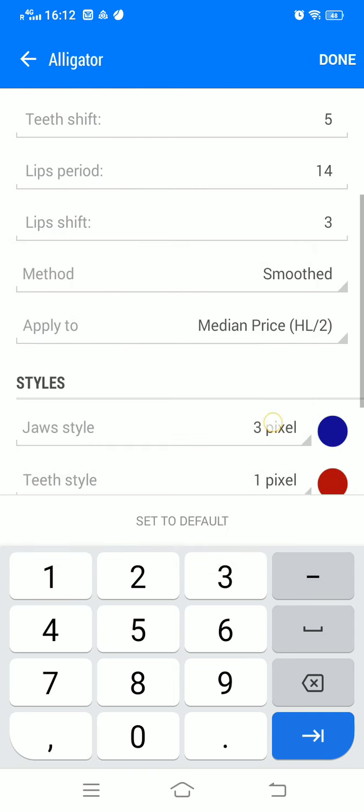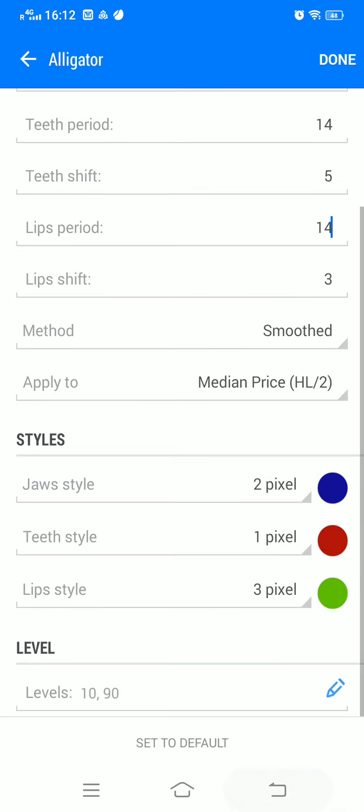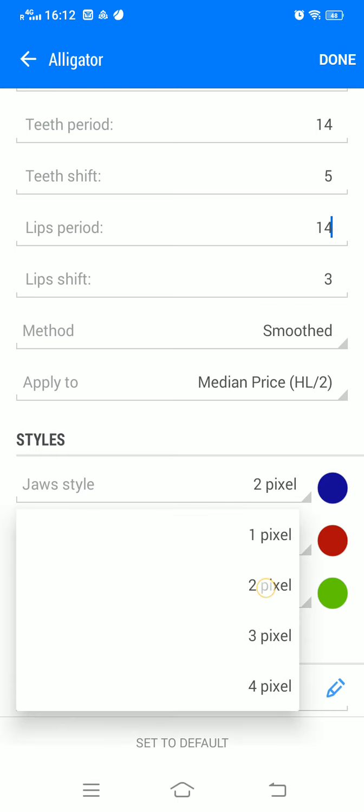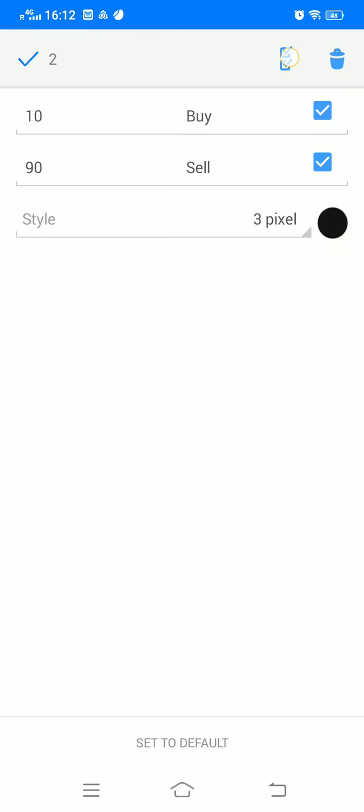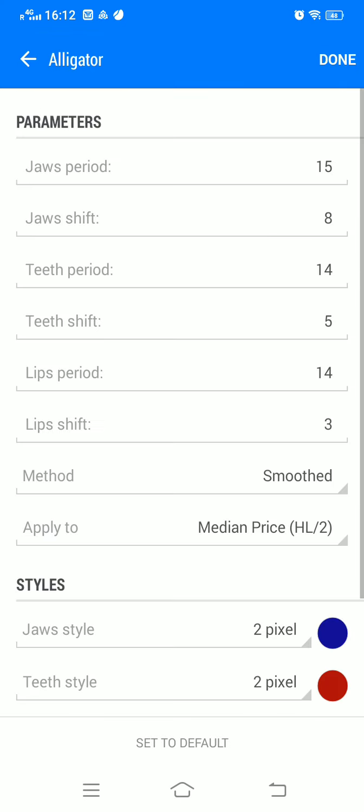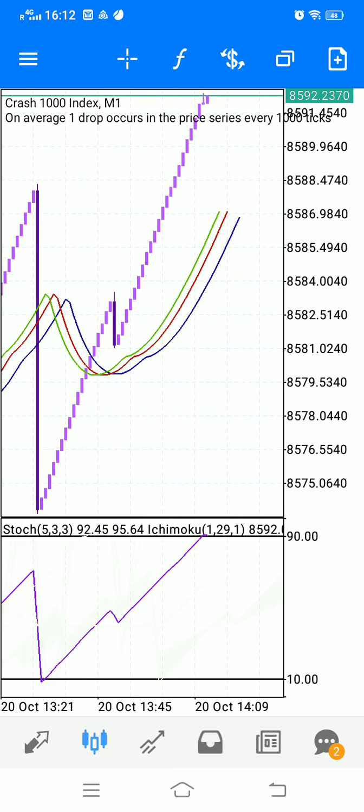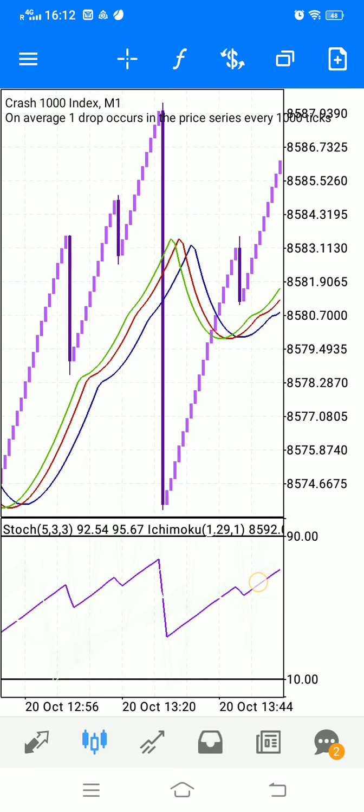All these colors over here, we keep the colors as is. We can change that all to 2 pixel, 1 pixel, whichever width of the actual alligator you would like. Levels, we're not going to have any levels for this alligator, so we're just going to delete those levels, and we're going to click on done. And this is how your chart should look.